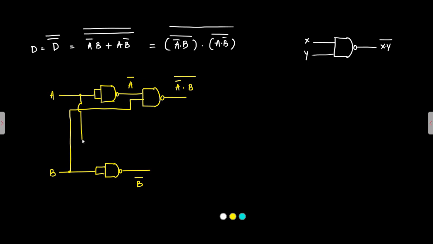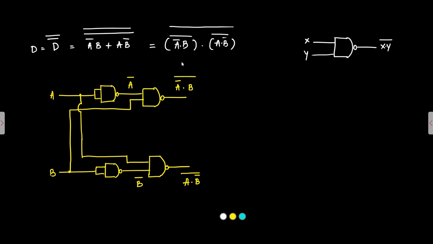so this curved portion means this wire, this line is moving over it. It is not shorted with it. Okay. So don't confuse with that. Okay. So here we have, this is A B bar whole complement. So we have A bar B whole complement, A B bar whole complement.